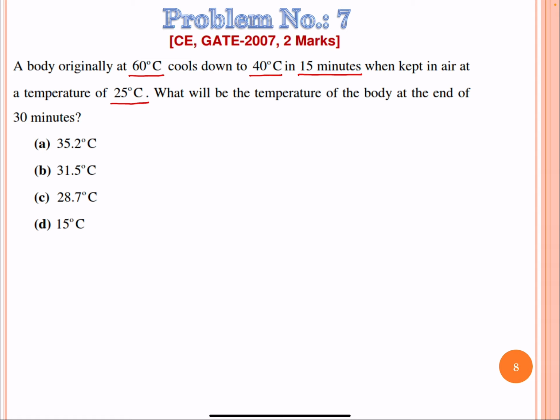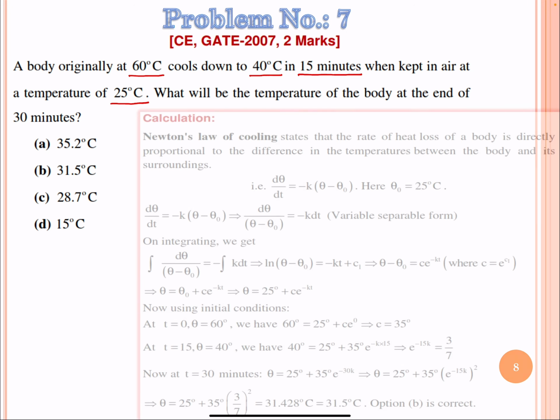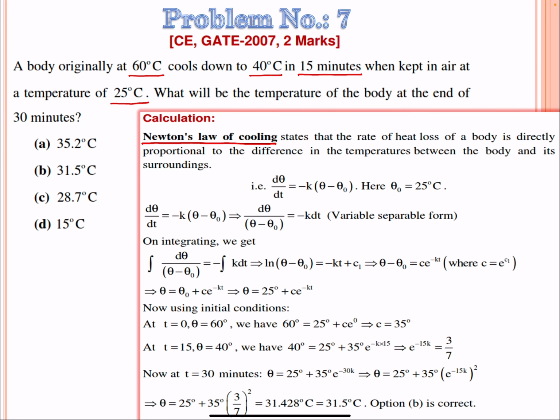We have 4 options. So in this question, use Newton's law of cooling, which law states that the rate of heat loss of a body is directly proportional to the difference in the temperatures between the body and the surrounding. And mathematical form of this law is d theta over dt is equal to minus k (theta minus theta naught). Theta naught is the surrounding temperature. So this 25 degrees centigrade means theta naught is equal to 25 degrees centigrade.